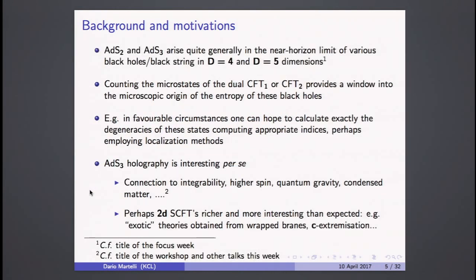In particular, the interest in AdS2 and AdS3 arises because they pop up as near horizon limits of various black holes or black strings in 4 and 5 dimensions. And counting the microstates of the relative dual conformal field theories provides a window into the microscopic origin of the entropy of these black holes. For example, in some cases, we can compute exactly these entropies microscopically by using some indices or performing localization techniques, for example.